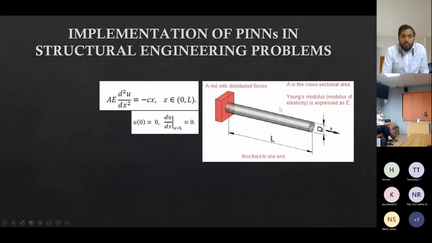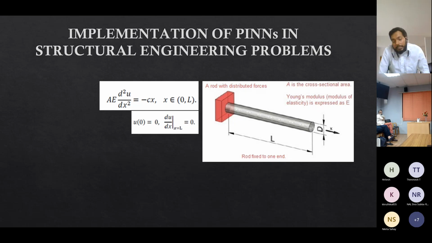Now we take the example of a structural engineering problem using PINNs. So this is the rod with distributed force, as you can see here. There is a cross-sectional area, which is represented by A, and the Young's modulus of elasticity is represented by E. So you can see the governing differential equation for the rod with boundary conditions. We can solve this differential equation by using PINNs.